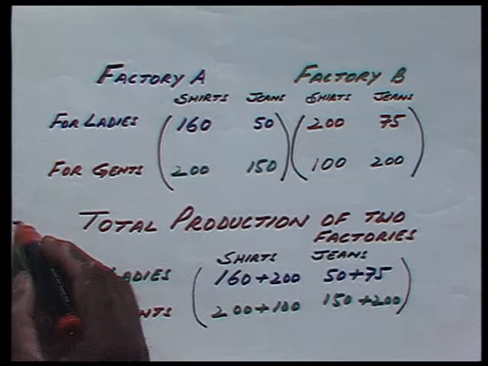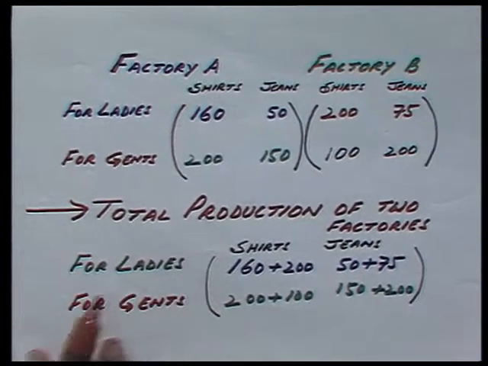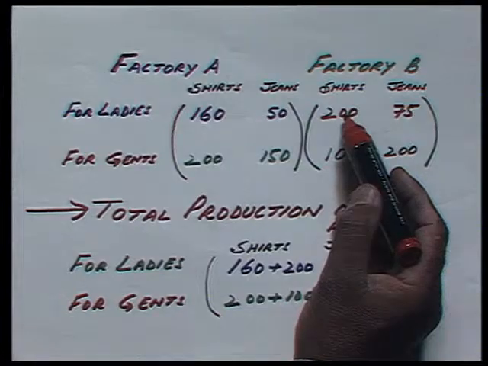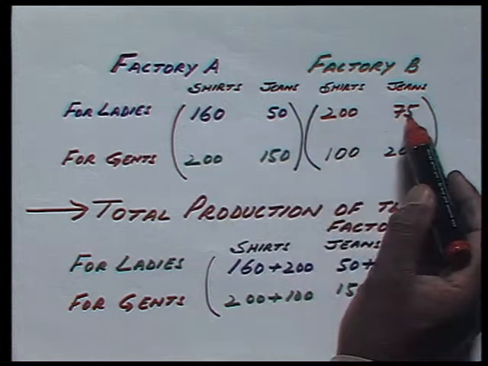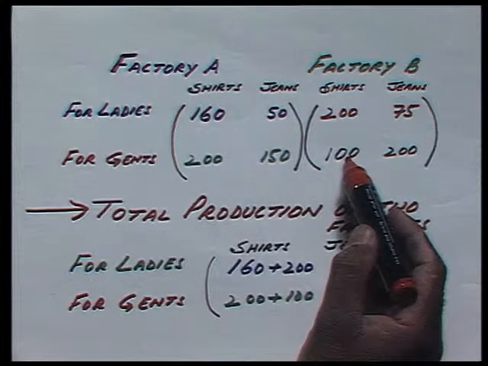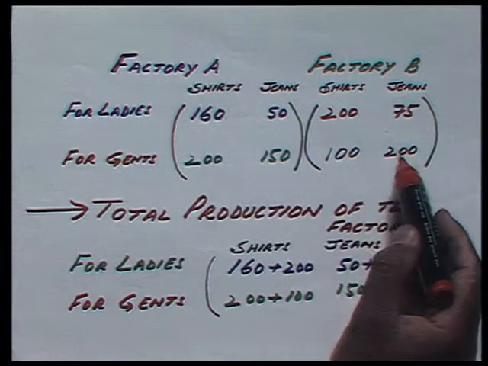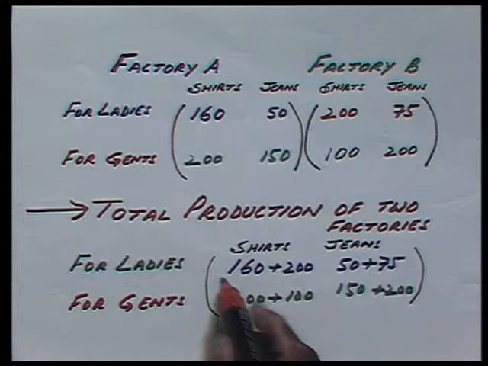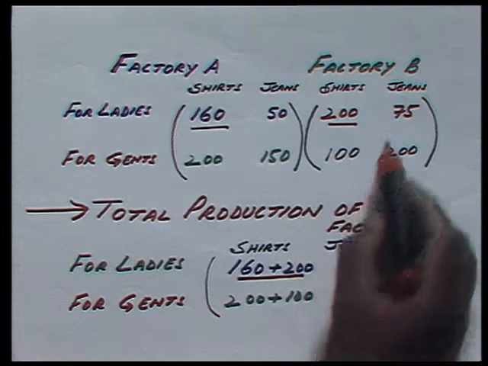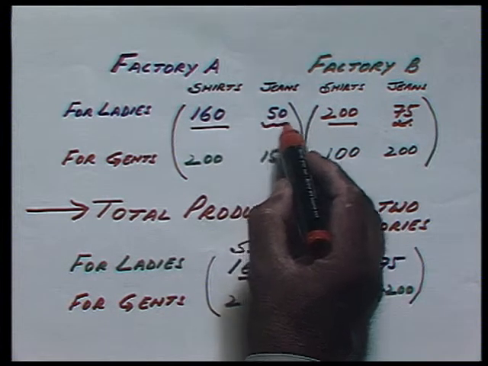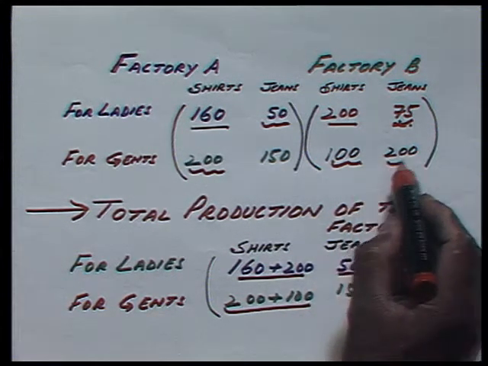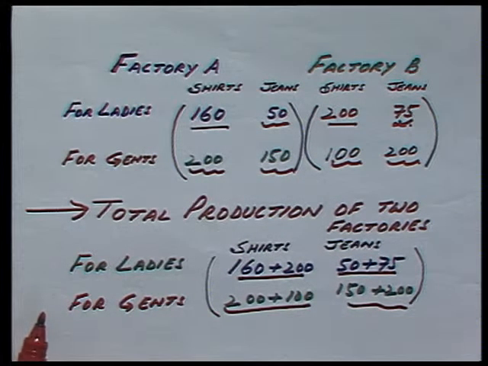In case we are trying to find out what the total production of the two factories is, we have to add the number of shirts to the number of shirts in case of ladies, the jeans to the jeans, then the gents shirts to the gents shirts, and the gents jeans to the gents jeans. And we find that the total production comes up as 160 plus 200, then 75, 50, this 200 plus 100 we write here, this 200, this 150 we write here.